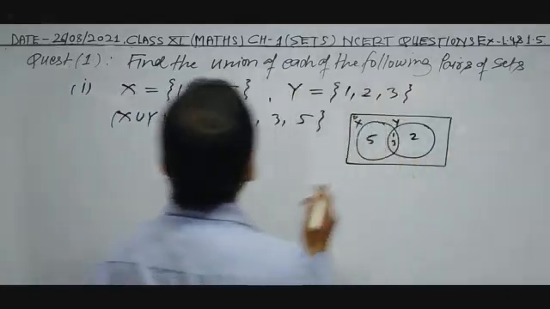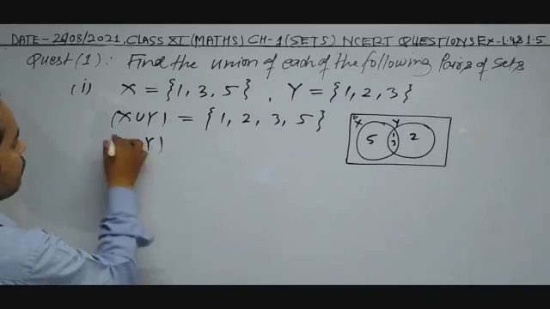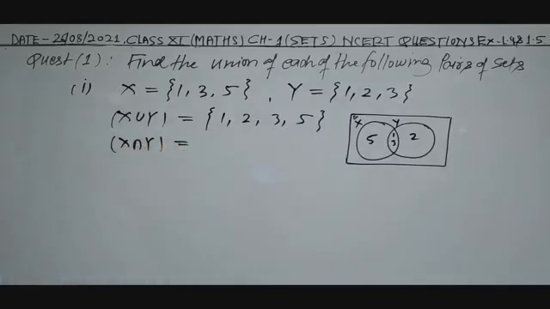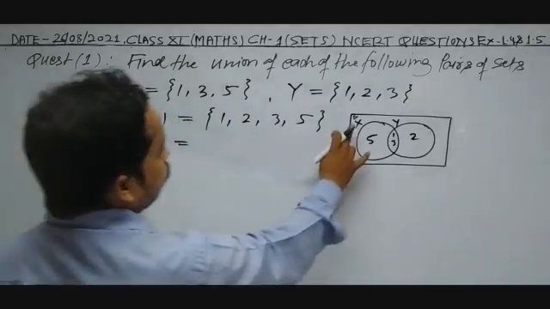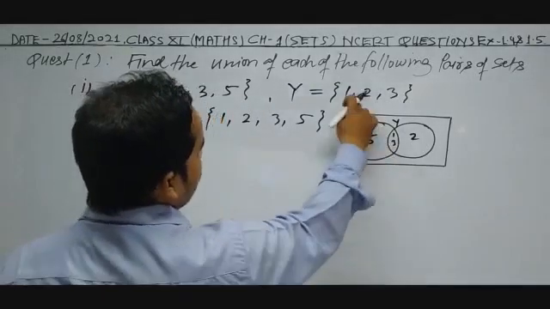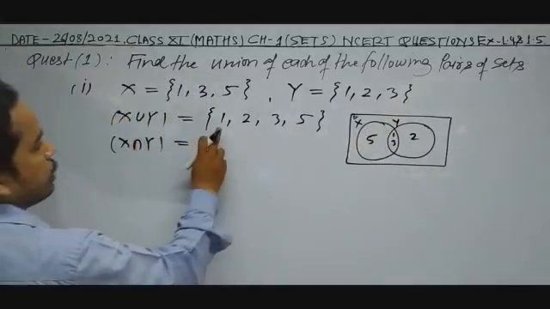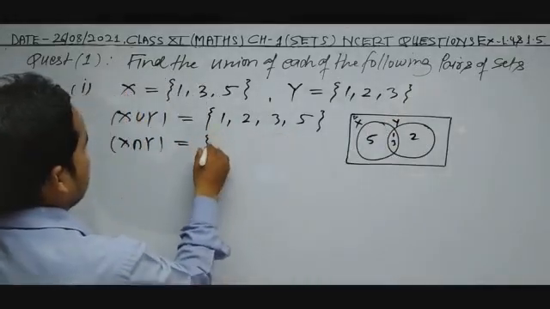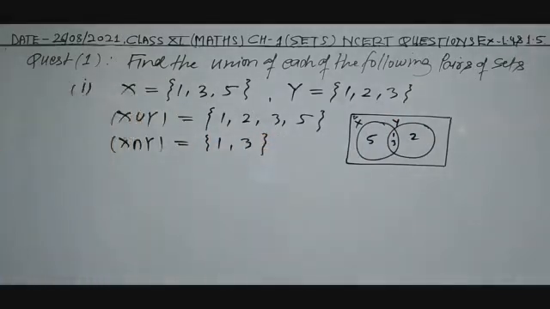So if the question is asked to find the intersection of these two sets, that is X intersection Y, what will be X intersection Y? This is the extra part. X has elements 1, 3, 5 and Y has elements 1, 2, 3. Now X union Y is {1, 2, 3, 5}, and X intersection Y is {1, 3}. This is the extra question.